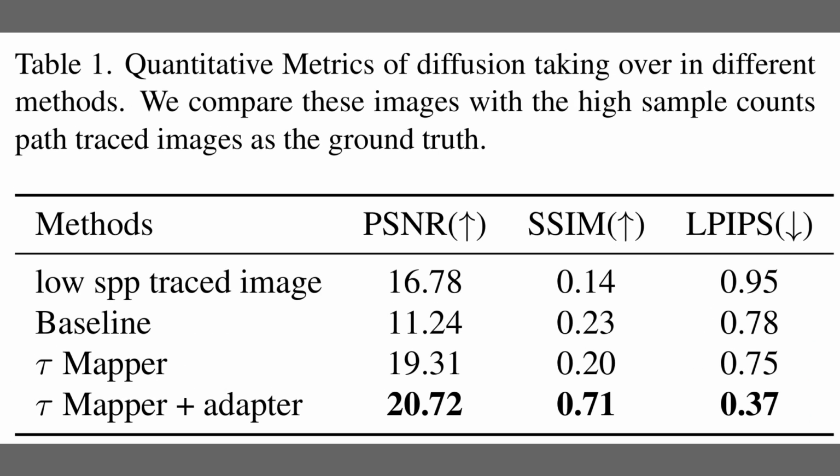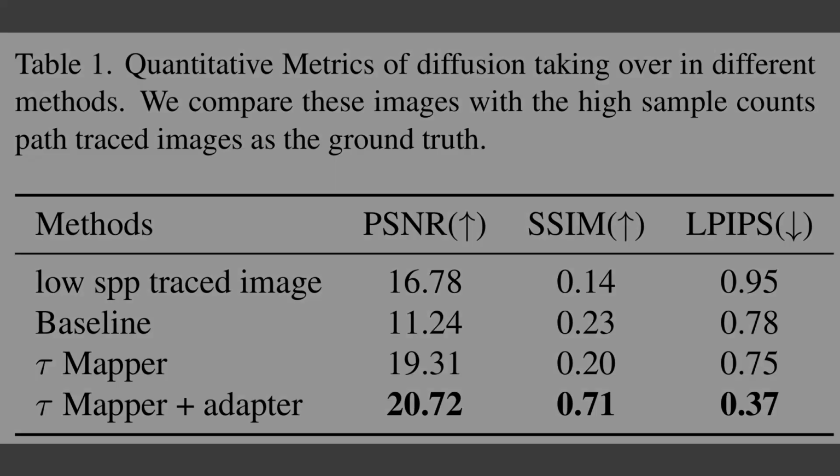Now, Table 1 provides the quantitative metrics for this diffusion-based denoising. The second row reveals that the standard baseline performs poorly, achieving a peak signal-to-noise ratio of only about 11. In contrast, using the tau mapper alone, shown in the third row, boosts this score to over 19. Finally, the bottom row demonstrates that adding the adapter yields the best overall performance, effectively tripling the structural similarity score compared to the baseline.